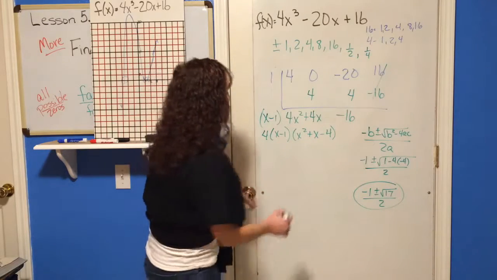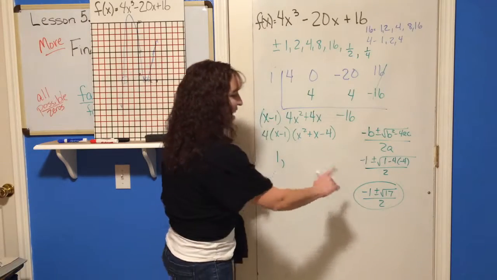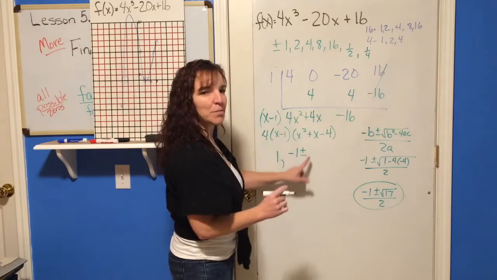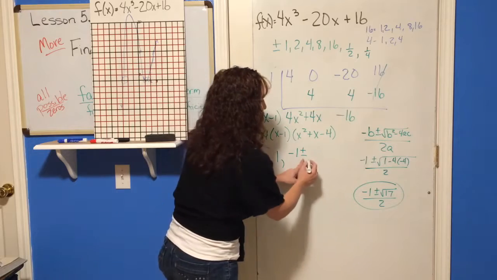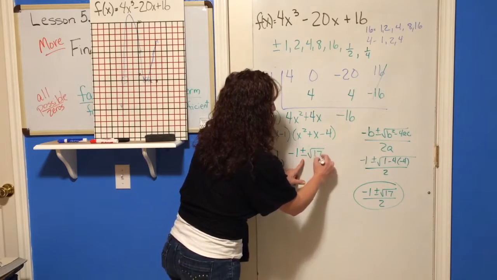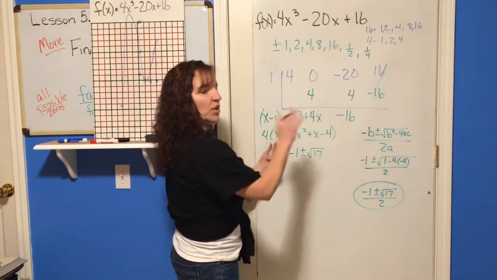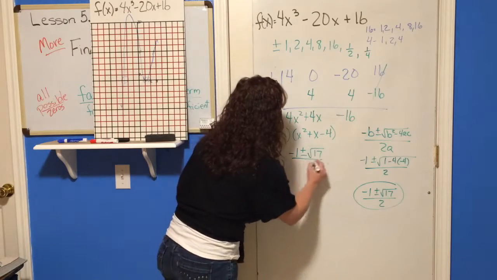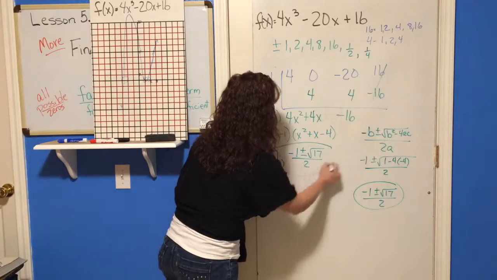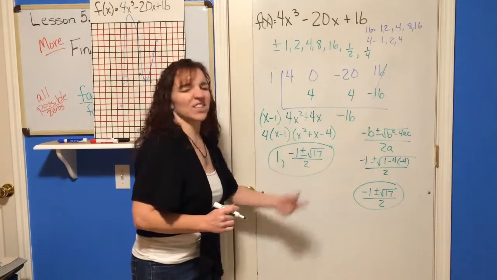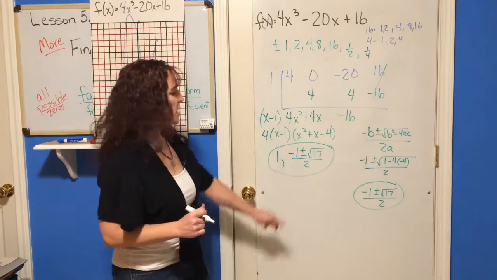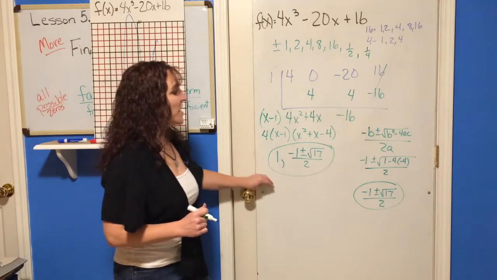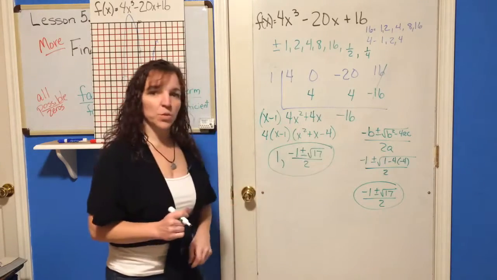So we've got one zero of 1, and then the other 2 zeros are negative 1 plus or minus. Remember, that means that's going to make it into 2 answers, because if you take plus the square root of 17, that's one answer, and then if you come back and work it and do minus the square root of 17, that's another answer. But for what we're doing, you can just leave that answer like that. You don't have to complete it. Just leave it plus or minus the square root of 17. So these are the 3 zeros that we're looking for.